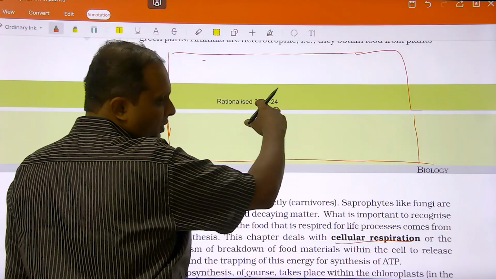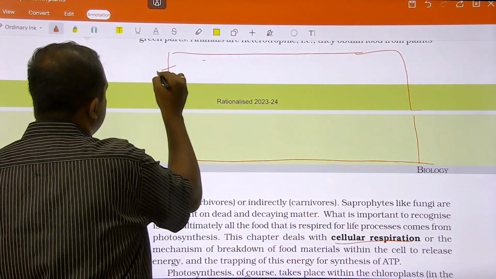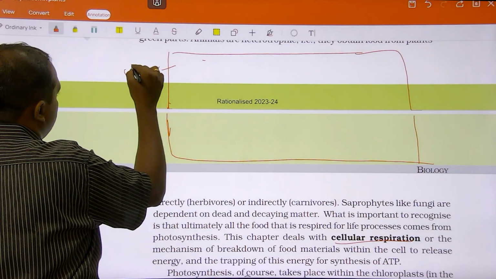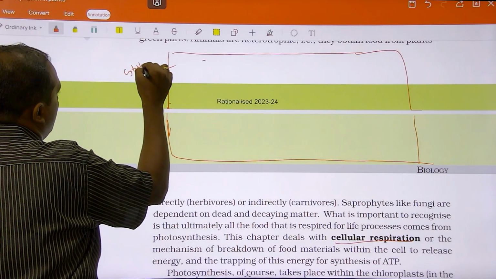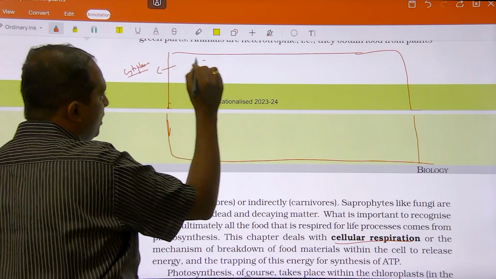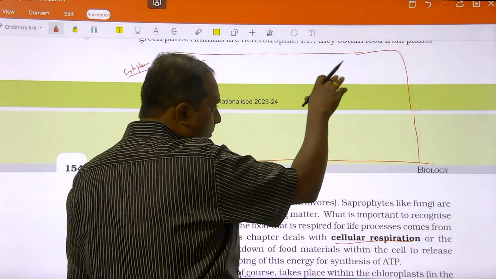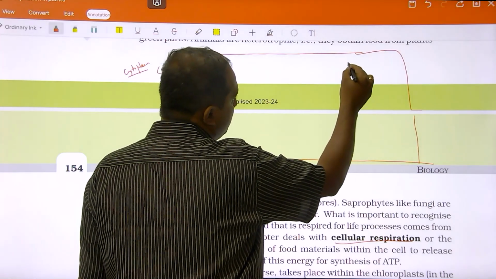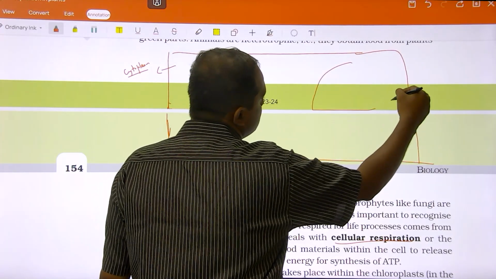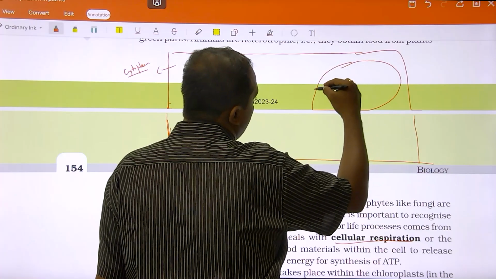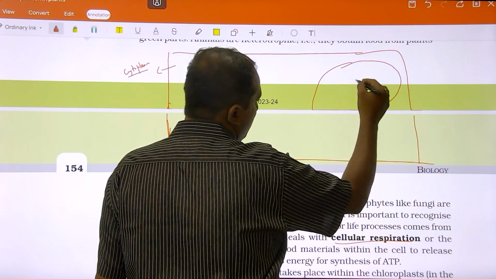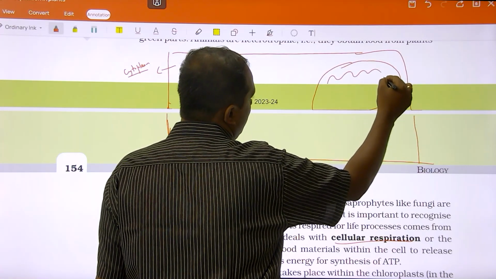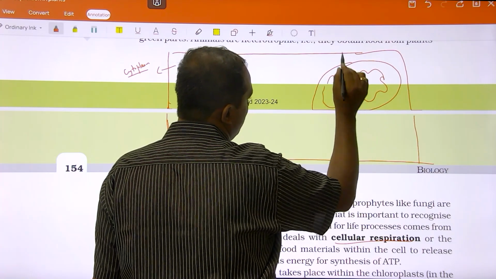Centrally you have got a nucleus, and you call this the cytoplasm, right? There are a couple of organelles in the cytoplasm, of which I need only the mitochondria. I am just drawing it this way, mitochondria, which is a double membrane structure, right? Double membrane structure, fine. So this is the mitochondria.